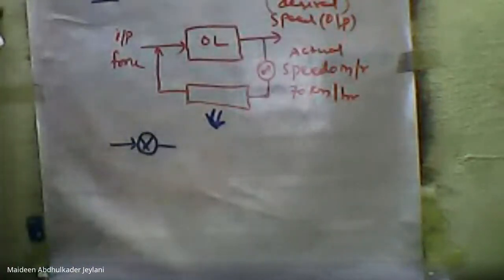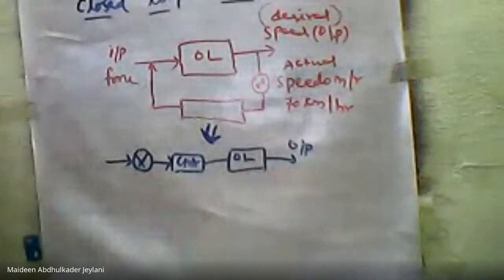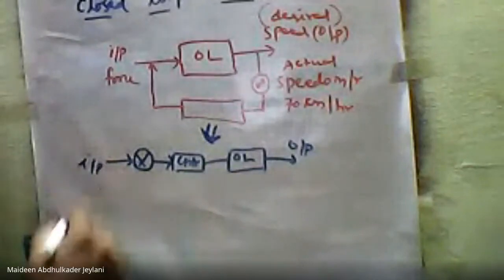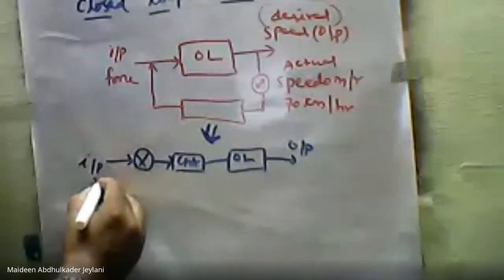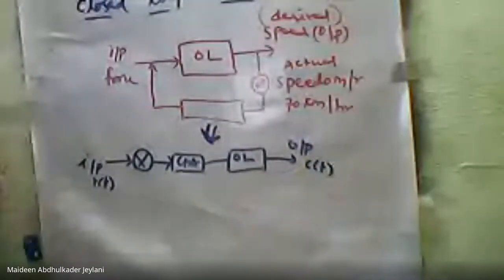In a closed loop control system, if I draw the exact block diagram, I'll have a comparator here to compare the actual and reference speed of the car, and then the controller. Here it is the same as our open loop system, our desired output. For the input, I am going to keep R of t. The output is C of t.